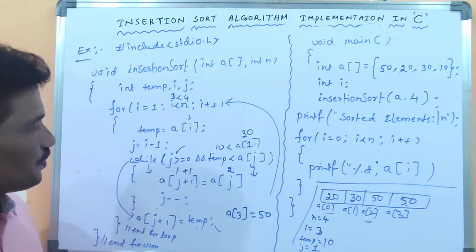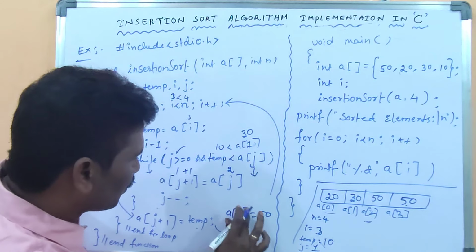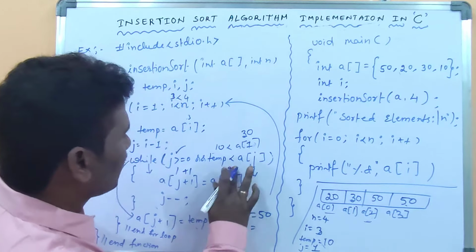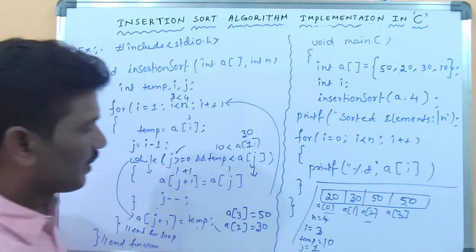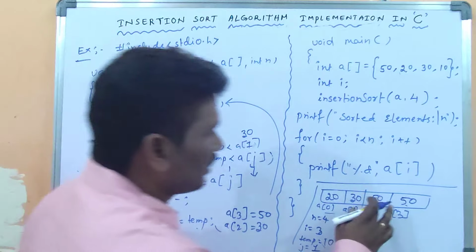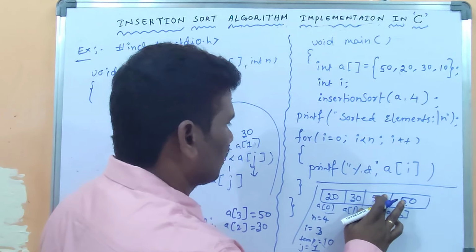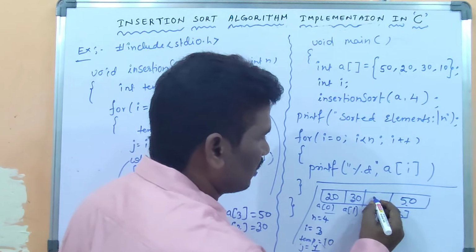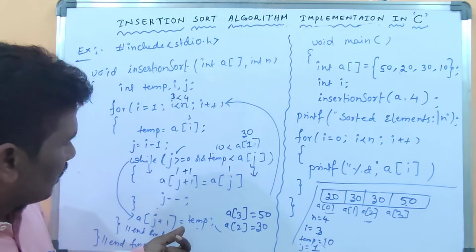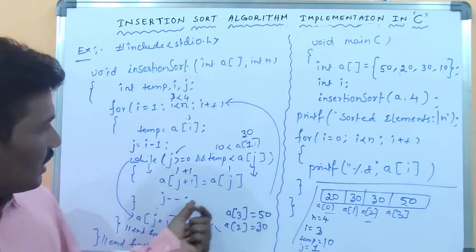J plus 1, 2. A of 2 because A of 2 equal A of 1. A of J means A of 1. A of 1 is what? 30. A of 2 equal to 30. Here 30 will come to here. Then again J value is decremented by 1. Now J value becomes 0. 0 greater than or equal to 0 condition returns true.